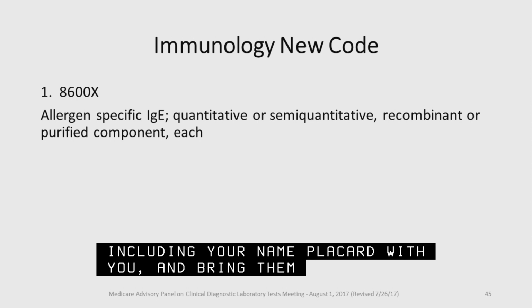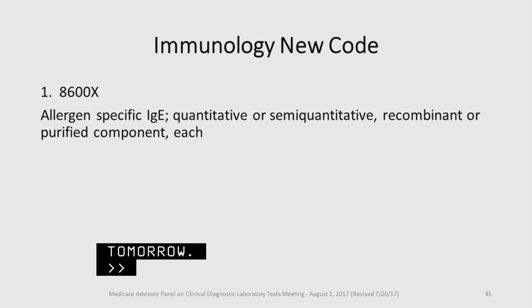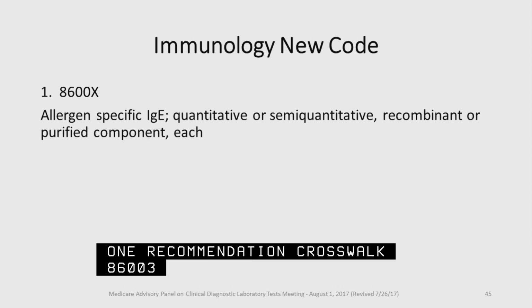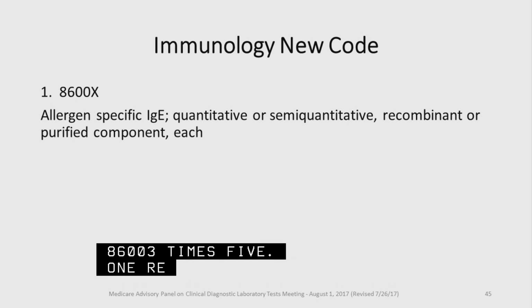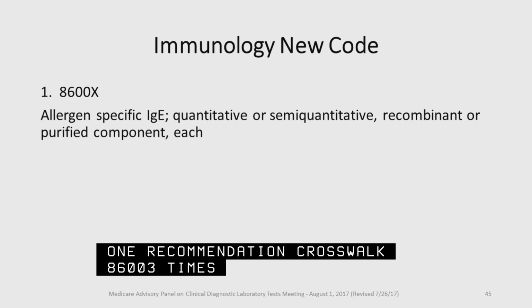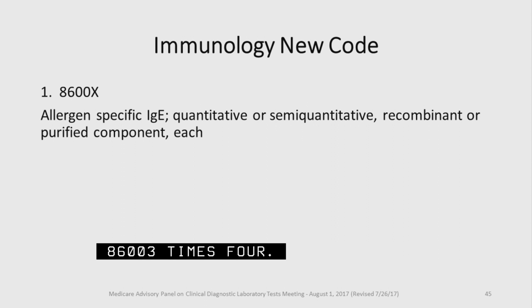Okay, for code 8600X, 5 recommendations to gap fill, 1 recommendation to crosswalk to 86003 times 5, 1 recommendation to crosswalk to 86003 times 4, and then 1 recommendation to crosswalk to 86157.